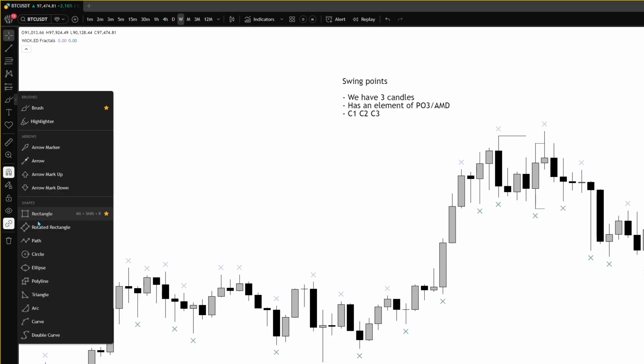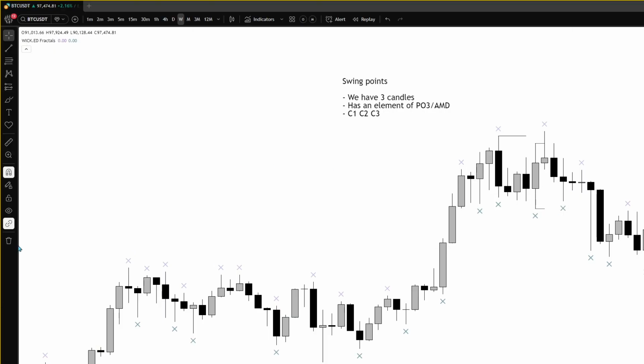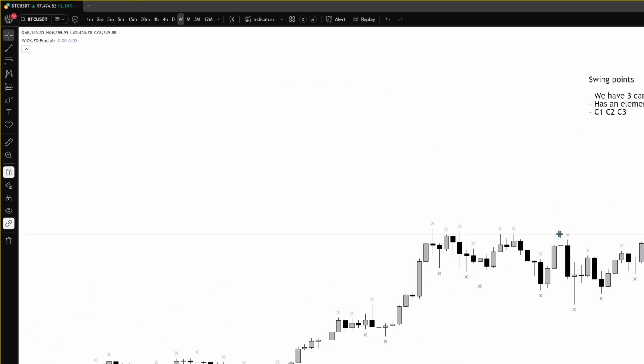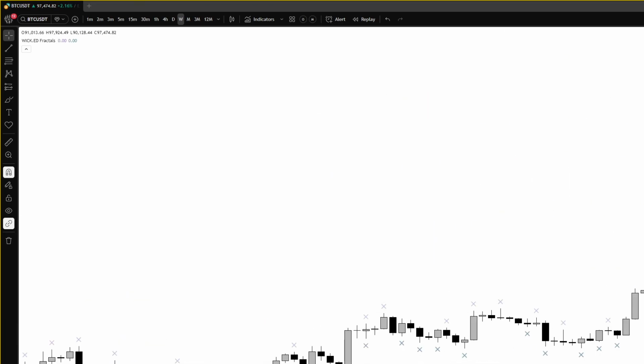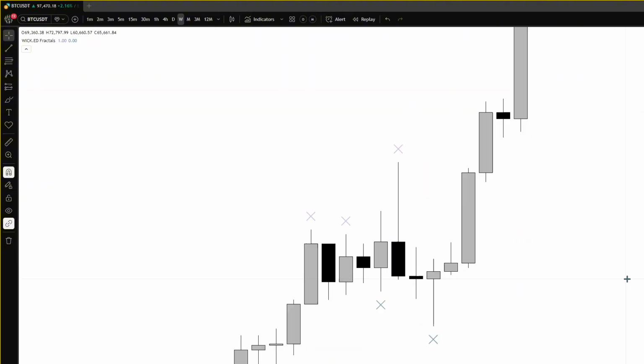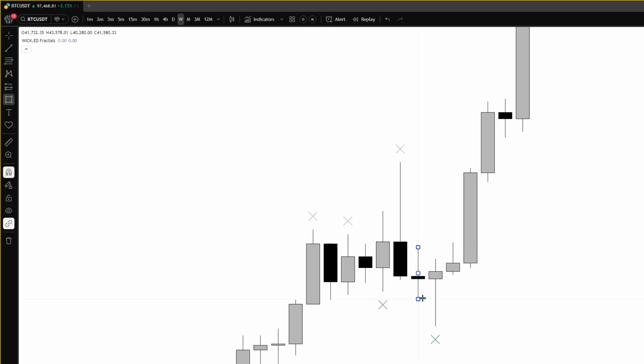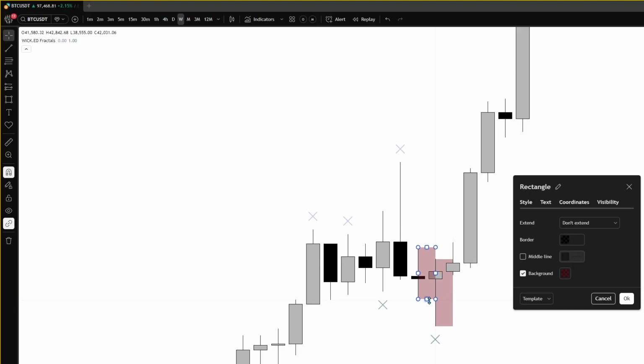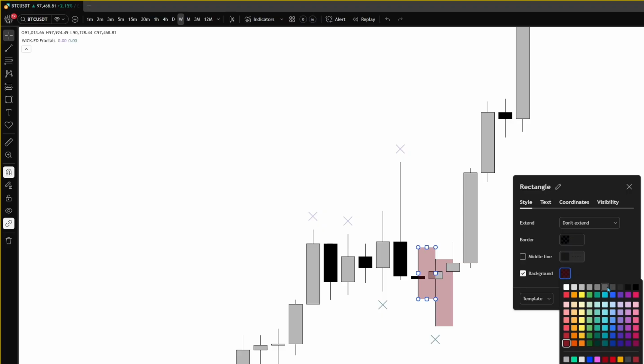But what we're going to do is take one of these examples. Let's use this one over here. We're going to use this swing low as an example. To visualize it better, if you guys want to practice with this, use the rectangle tool and draw out the different ranges for those three candles, and just make them different colors.